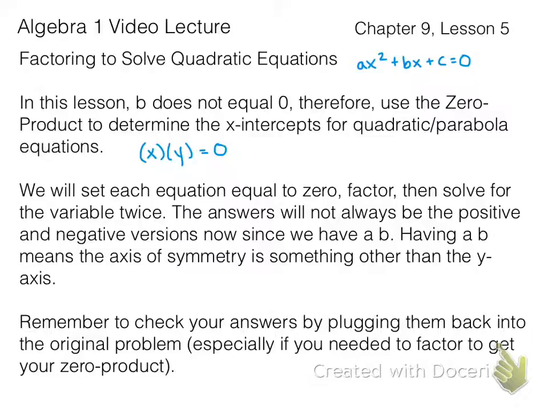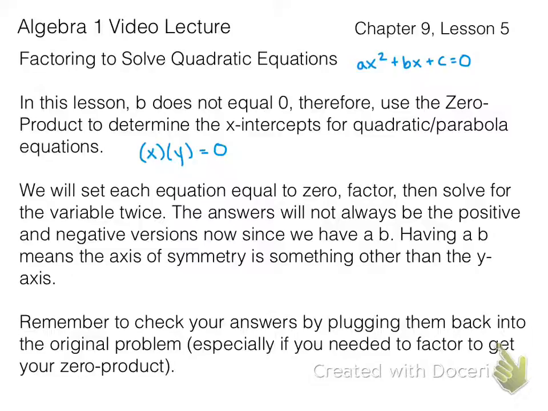So since both of them could be 0, once we figure out what the value is that gets it to 0, we basically have our two answers. Both answers are possible, both answers work, but to get there, we have to assume one of them is 0 at one point, whilst the other one is 0 at another point. Okay? So, what you do is you set each equation equal to 0, factor, then solve for the variables twice. And solving for the variables twice is the easy part. It's actually getting to that part that's the hard part.